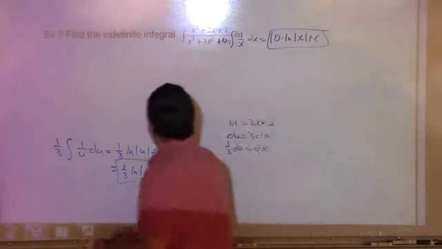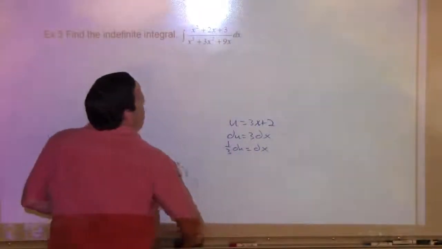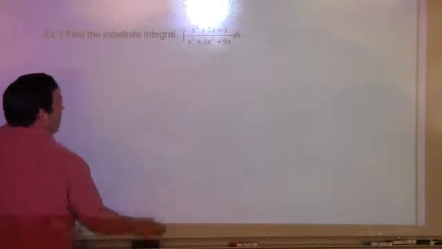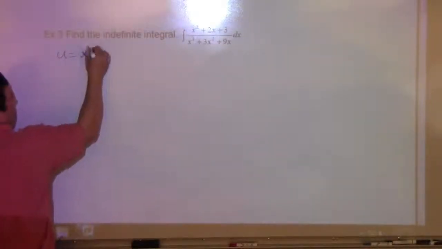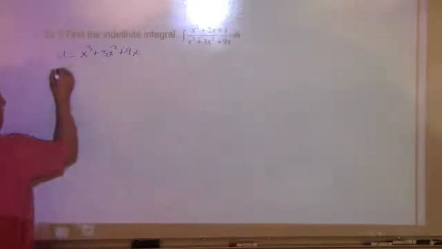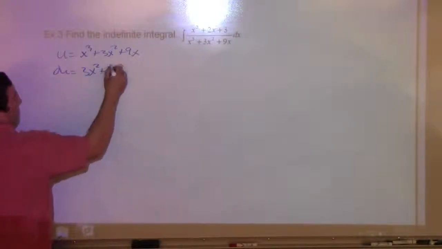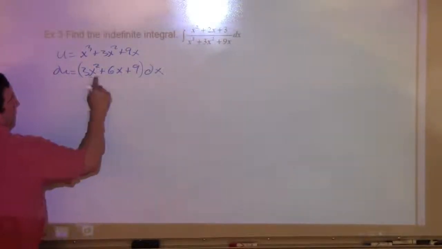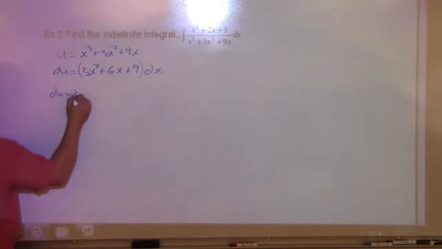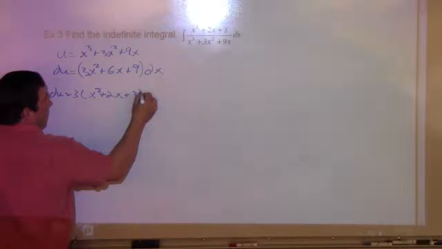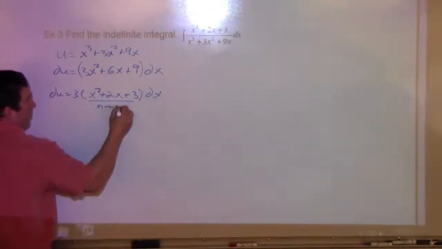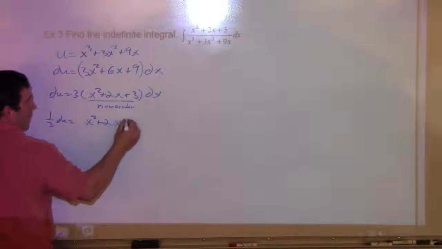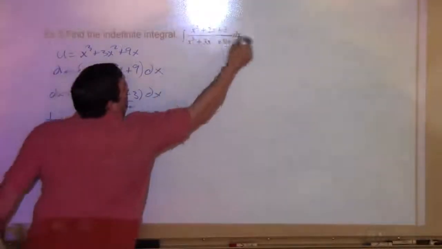Now for example 3, find the indefinite integral of x squared plus 2x plus 3 over x cubed plus 3x squared plus 9x dx. If I say u is the denominator, my du would become 3x squared plus 6x plus 9 dx. What I want to point out is, if you factor a 3 out, du equals 3 times x squared plus 2x plus 3. This is the numerator. So 1/3 du equals x squared plus 2x plus 3 dx. This is what we have up there.